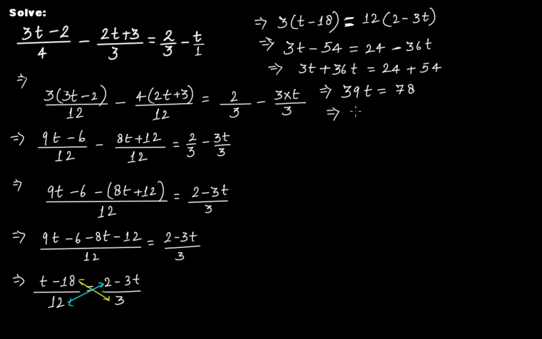And if you solve it, if you divide both the left hand side and the right hand side by 39, because we want to get rid of this number, so this is 39t by 39 means t is equal to 78 by 39, and the highest common factor of 78 and 39 is what? 39. If you divide 78 by 39, you get 2. So t is equal to 2. This is your answer. Be very careful with the negative sign. Very careful.